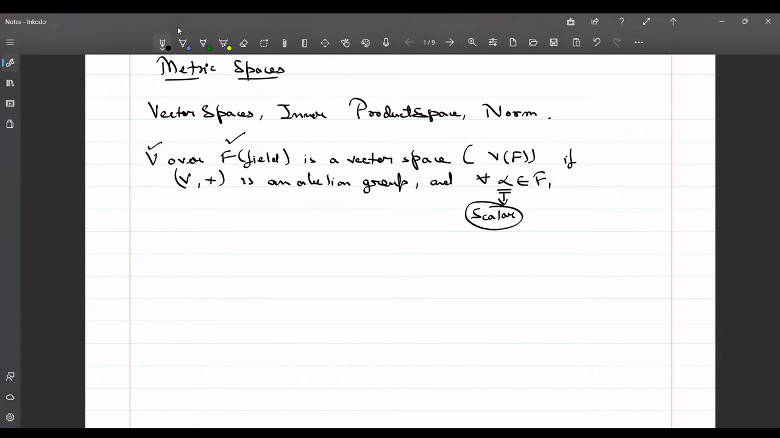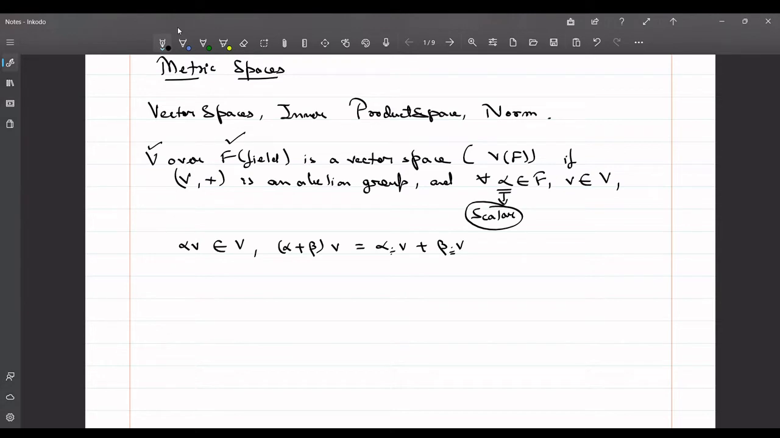Okay, so for all scalars in F and vectors in V, alpha times V is contained in V. Alpha plus beta times V equals alpha times V plus beta times V. These dot operations are not mandatory to be multiplication in the usual sense.